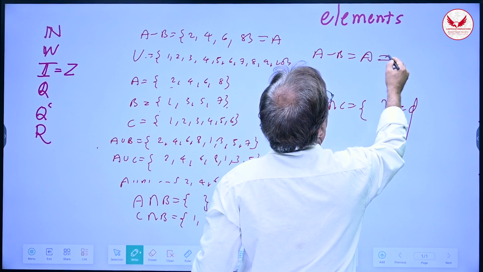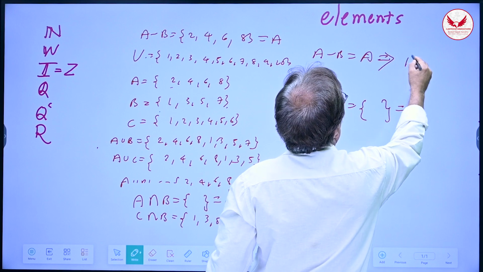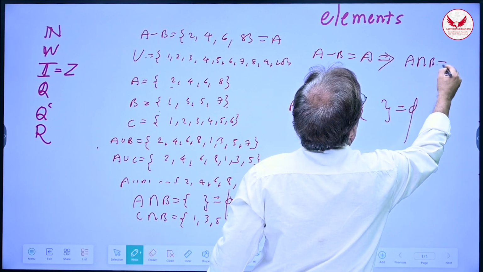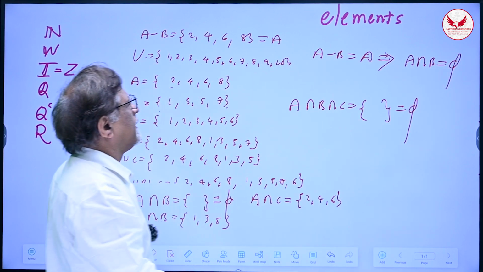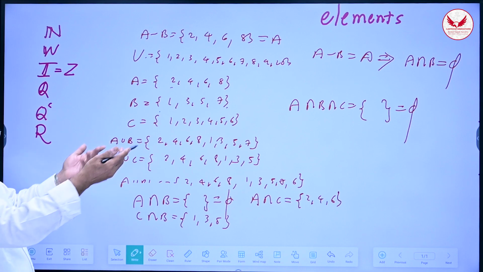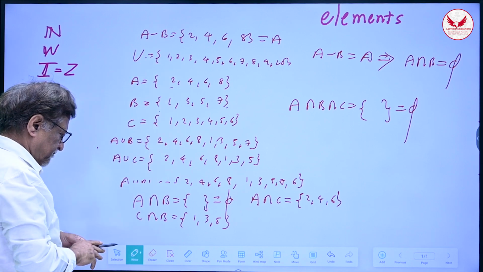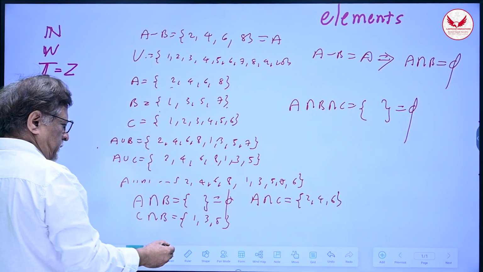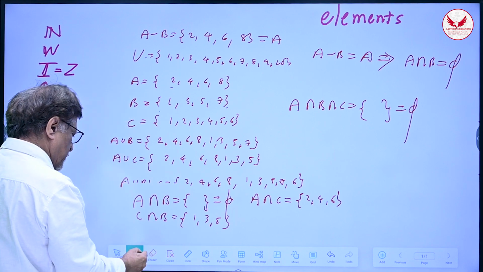What does it imply? This implies that A intersection B is what? Empty. If there is nothing common in both, then A minus B is nothing but A. Similarly, B minus A will be nothing but B. Correct? Now, the next concept that I want to show is what?